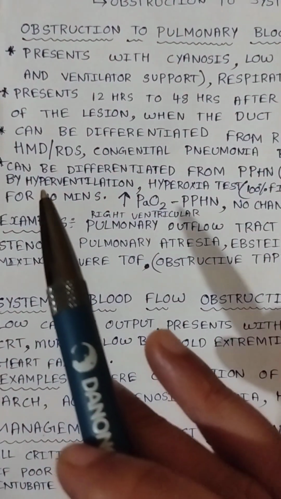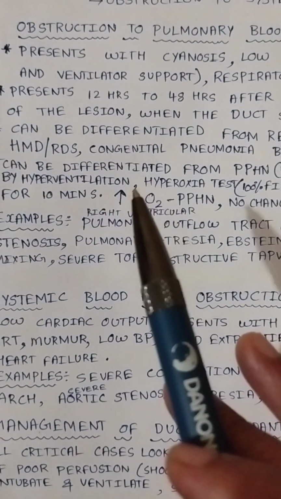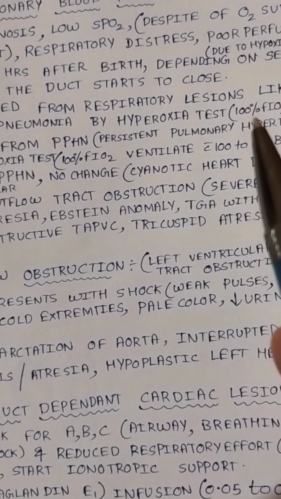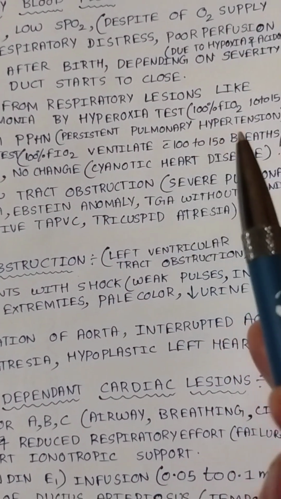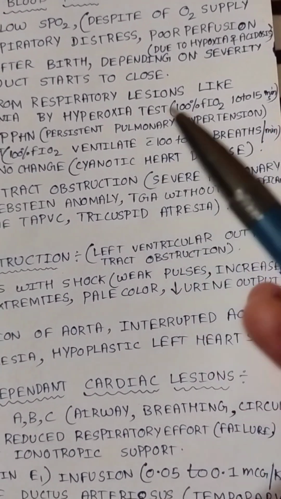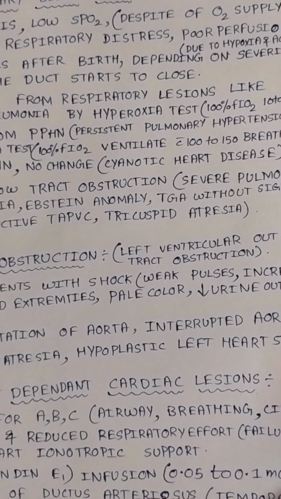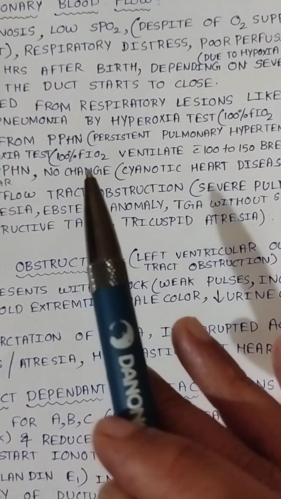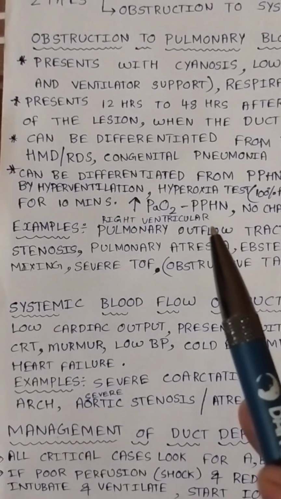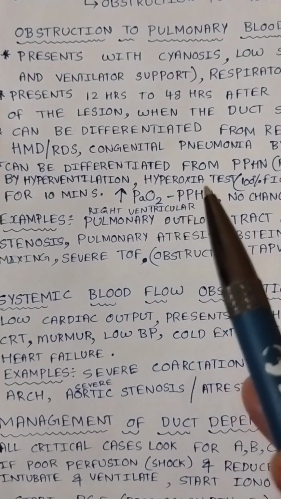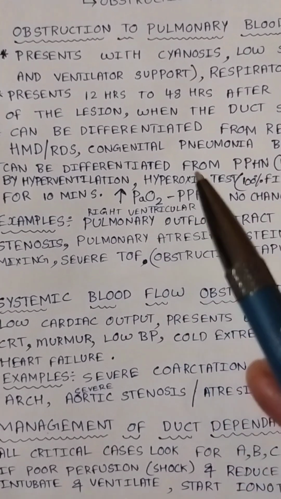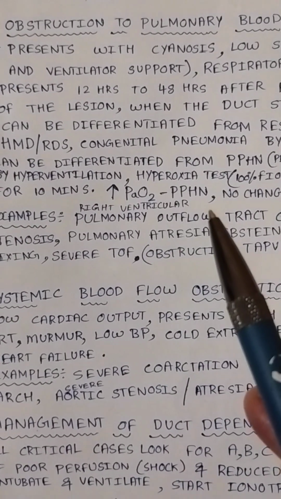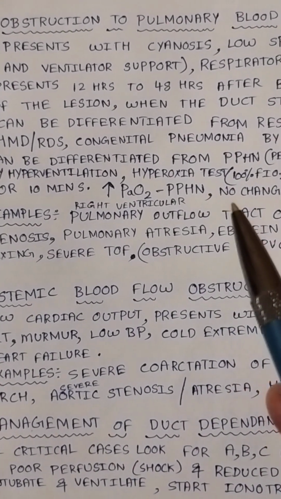How you will differentiate is by the hyperventilation hyperoxia test. You should give 100% FiO2 and ventilate with 100 to 150 breaths per minute, either with an ambu bag or with a ventilator, for 10 minutes. If there is an increase in saturations or an increase in PaO2 in the ABG, then it is PPHN, persistent pulmonary hypertension of the newborn.